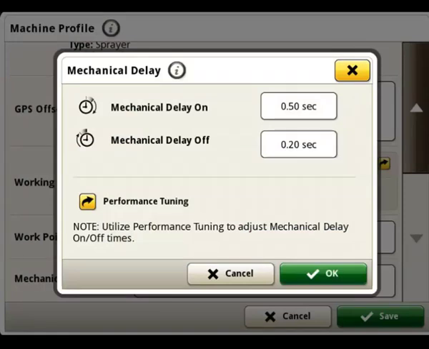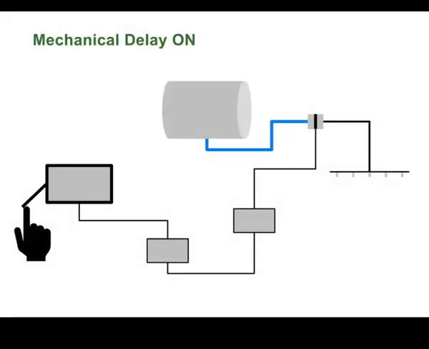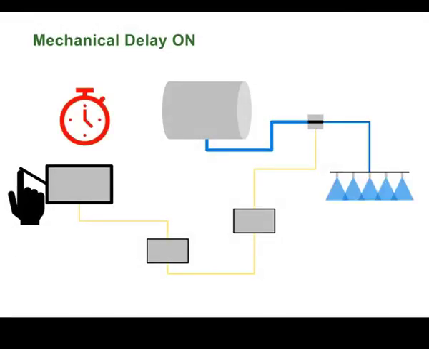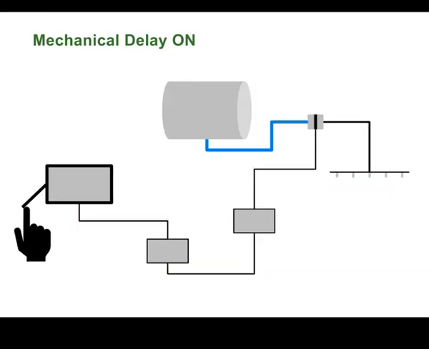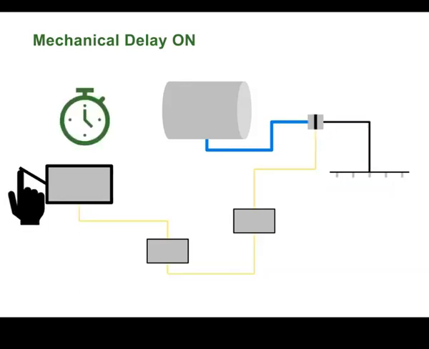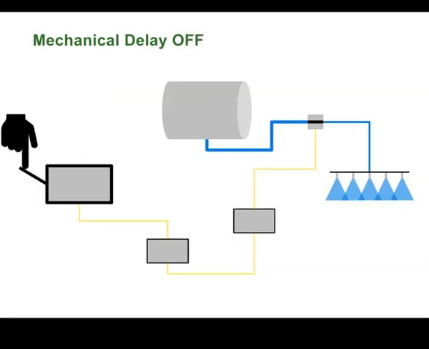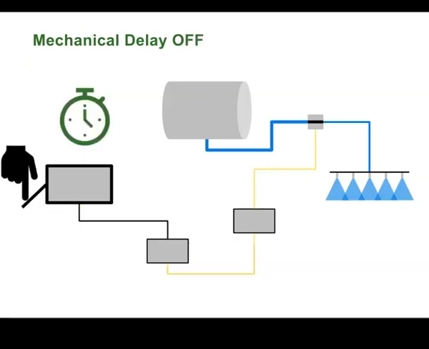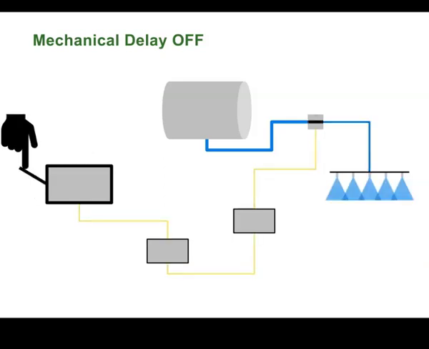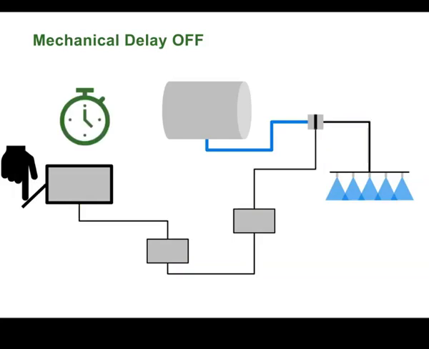Mechanical delay settings are intended to account for the electrical and mechanical system delay. Mechanical delay on time should be measured from the time that it takes to manually turn on seeder product flow to the time when the seeder product is being applied to the crop canopy or ground at the desired rate. Mechanical delay off time should be measured from the time that it takes to manually turn off the seeder product flow to the time when the seeder product stops being applied to the crop canopy or ground.